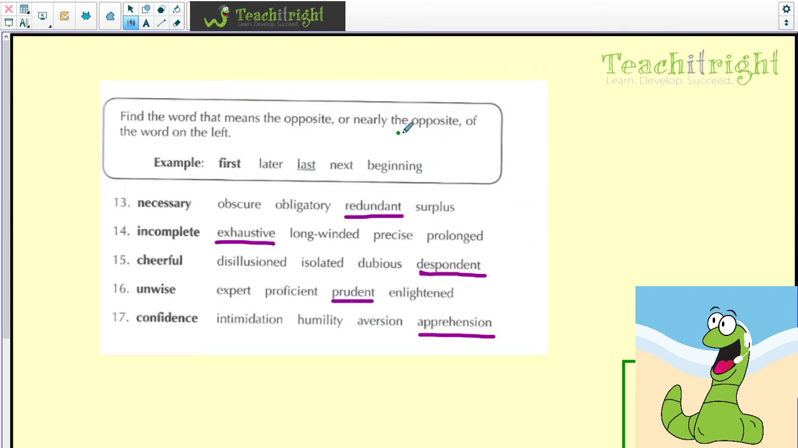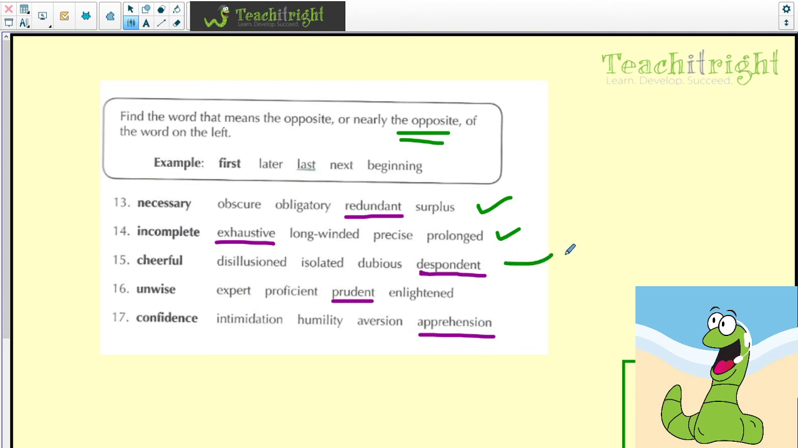These are actually antonyms, so we're looking at opposites in meaning here. So we've got necessary and redundant. Necessary means essential, whereas redundant means not required. So that's why those two are opposites. Incomplete and exhaustive: incomplete means unfinished, whereas exhaustive means complete. Cheerful means happy, excited, joyful, whereas despondent means unhappy.